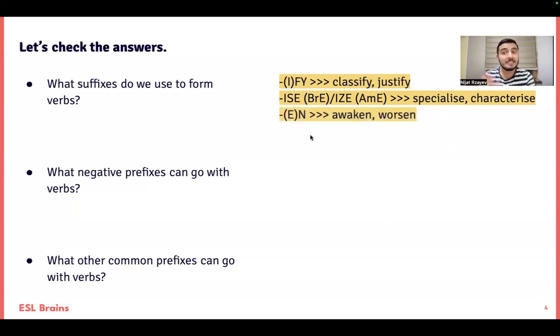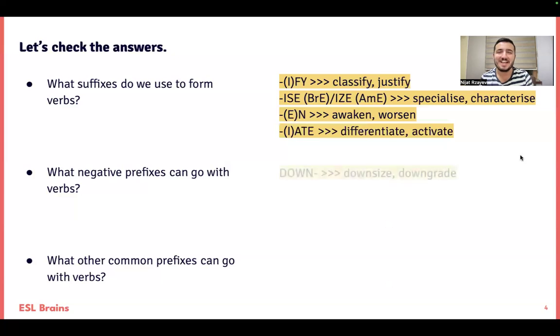The next one is -en, careful, awaken or worsen, right? And if you pay attention to it, both of these words, awake and worse, are adjectives, but thanks to this suffix, we actually make verbs with them. So the next one is -ate, depending on the end of the word. And as you can see, again, we have adjectives here, but with this suffix, we make verbs such as differentiate or activate, right?